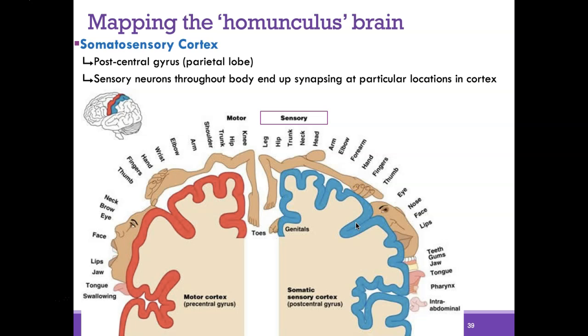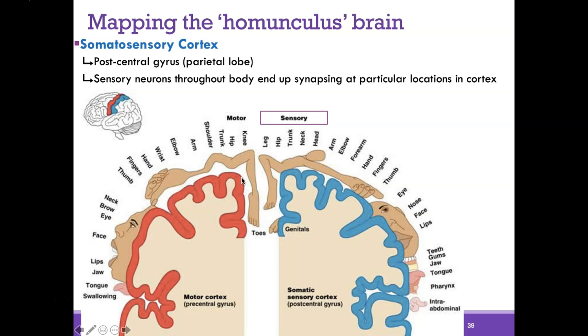We have sensory receptors, sensory neurons throughout our body that end up going through our spinal nerves to the spinal cord and then to the thalamus. The thalamus, which would be somewhere in here, then decides and routes the particular sensation to the right portion of the sensory cortex, where we can perceive that and process it.